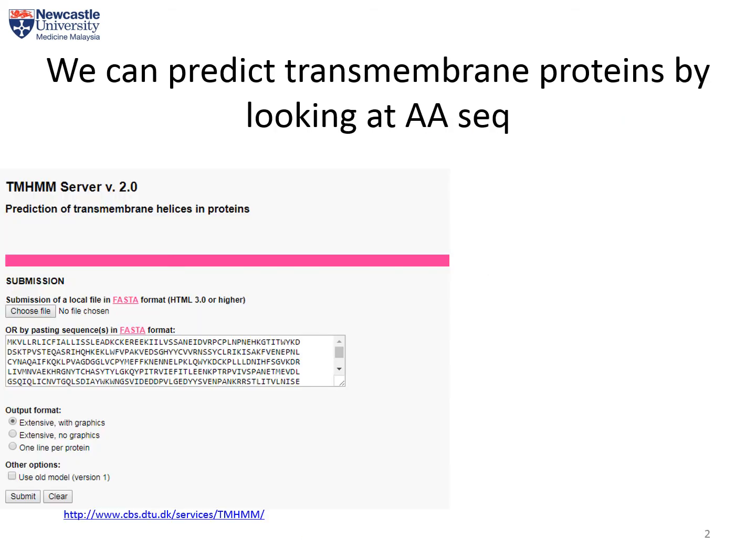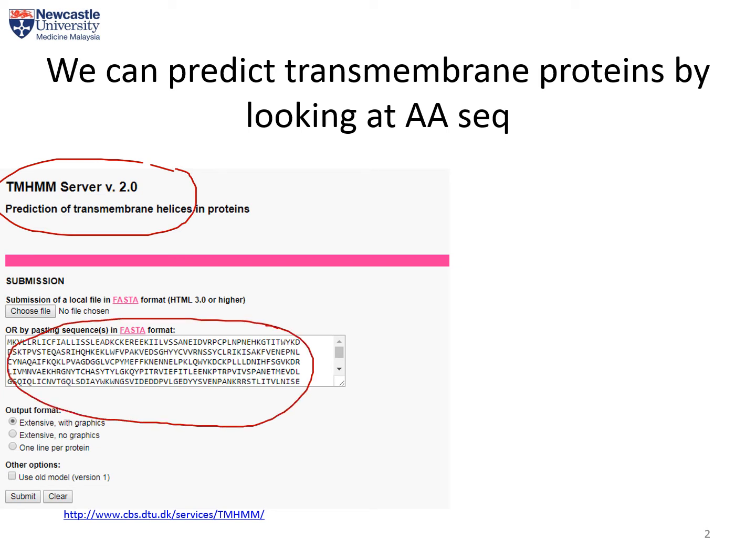Okay, here is something extra. We can actually predict the presence of transmembrane proteins by looking at their amino acid sequences. So showing here is an online server. What it does is to examine the protein sequence and to see if there are any hydrophobic amino acids, and then to compare this sequence to other known sequences of other transmembrane proteins.